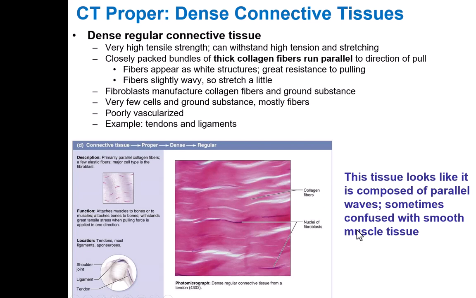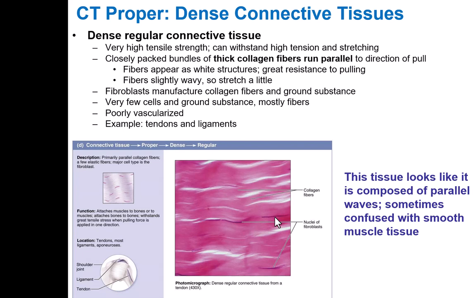The nuclei of the fibroblasts that you find in this tissue are kind of hard to see. They are staining dark purple, and they look like they've been flattened and stretched. And in a sense, they have been, because the collagen fibers are so densely packed. This is why this is a dense connective tissue. They're so densely packed that they squish those nuclei.